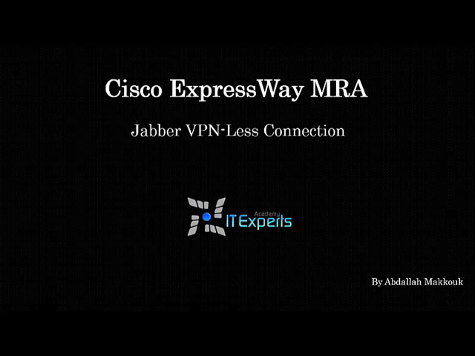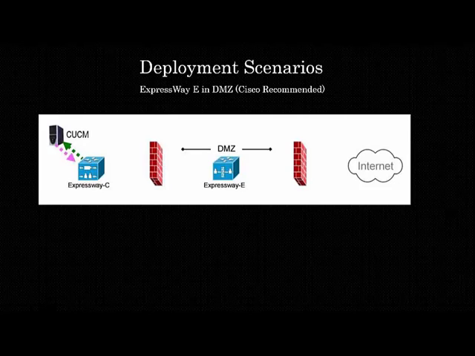Jabber VPN-less connection. As you can see in this figure, the solution consists of two parts or two servers, Expressway C and Expressway E. Expressway C is the control and it is deployed in the voice VLAN, whereas Expressway E is the edge and it is deployed in the DMZ zone. So basically how this solution works is that the two servers will create a tunnel in between, allowing traffic in between them, and they will both act as your transparent proxy for voice.